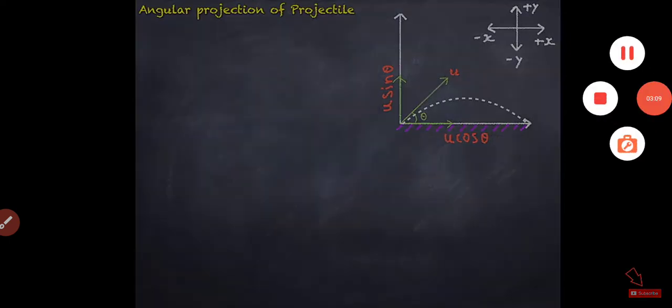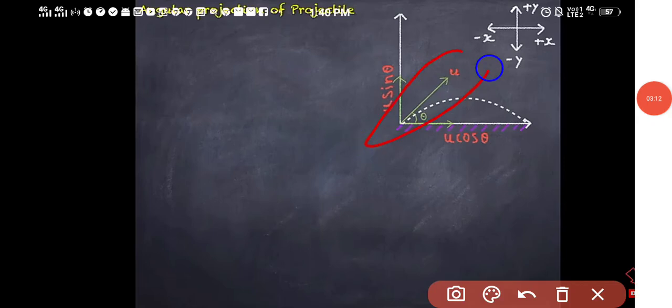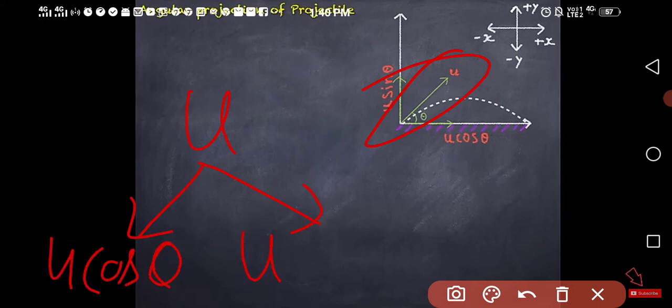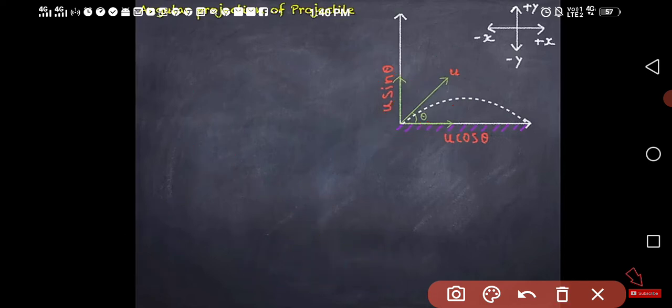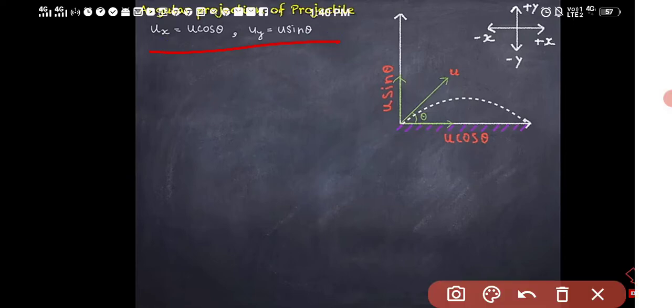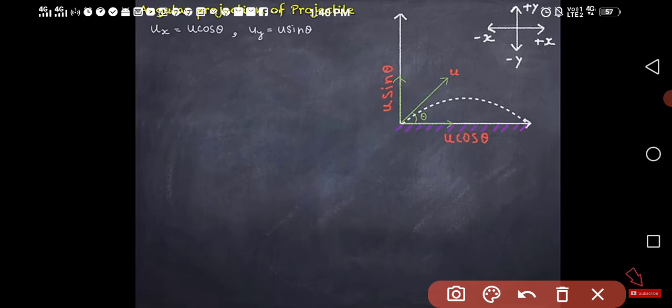Similarly, here we have a vector u. That's why u is resolved into two components. One is the horizontal component, that is u cos theta, and second is the vertical component, that is u sin theta. Okay, so let us proceed further. We can write ux is equal to u cos theta and uy is equal to u sin theta. Why? Because just now I told you the horizontal and vertical components.